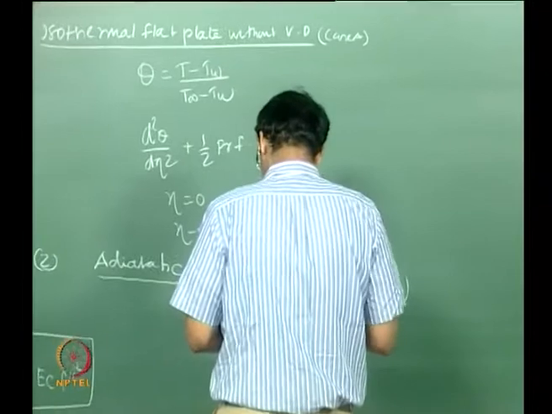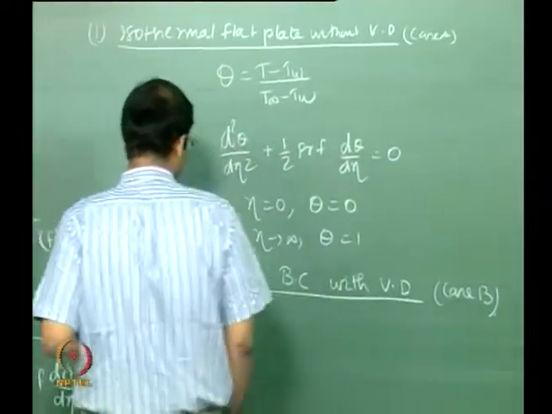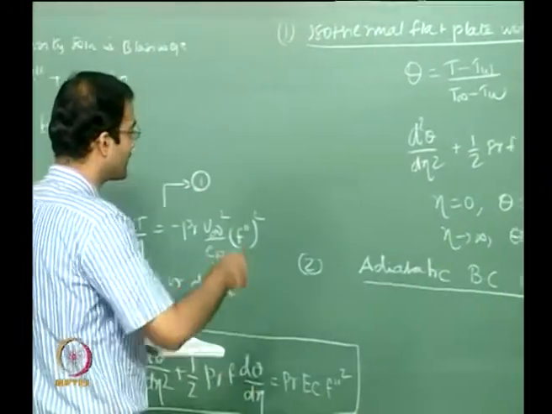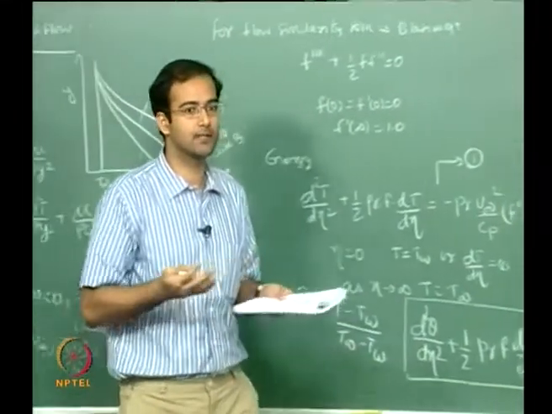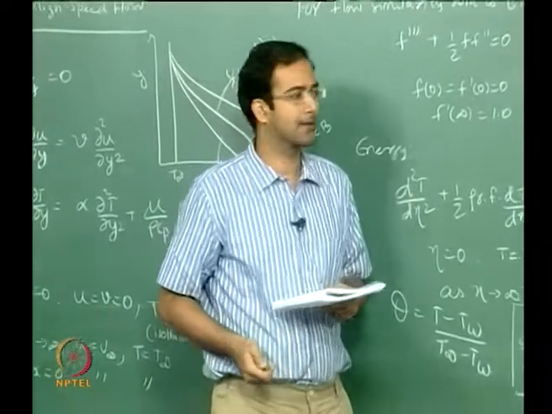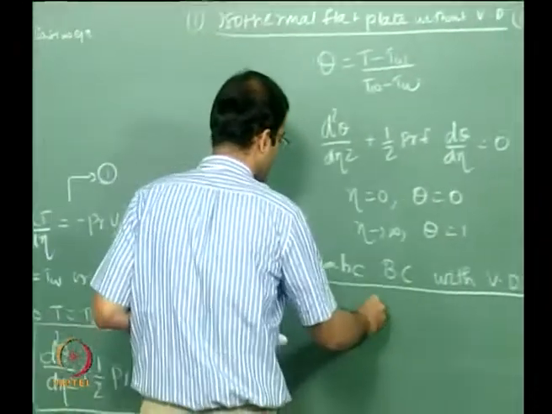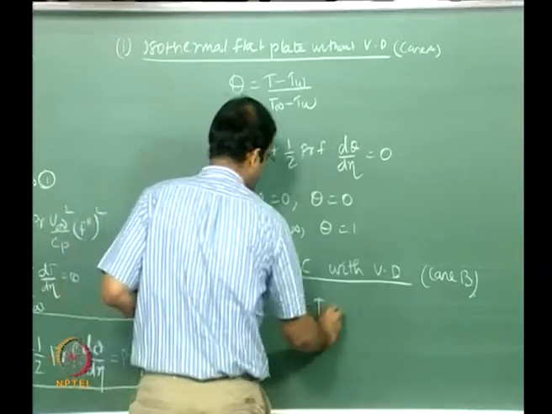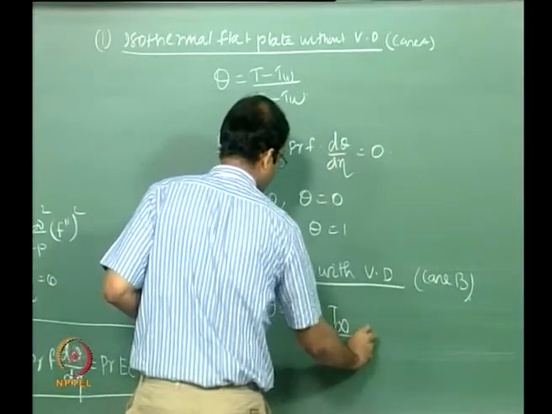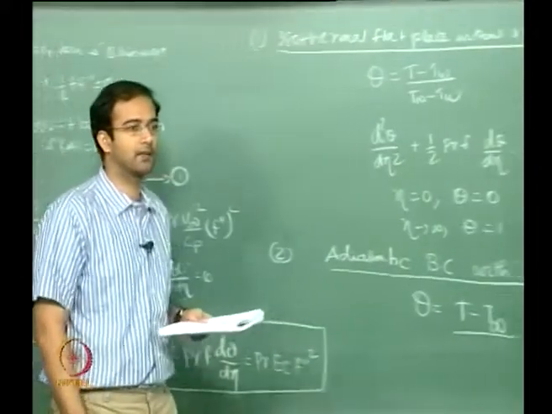Alright, so coming to the second problem, how are we going to define theta here, because we do not have anything like fixed wall temperature. So now the first question is, I can define something like T minus T infinity, but the denominator is a problem. I do not have any T wall.